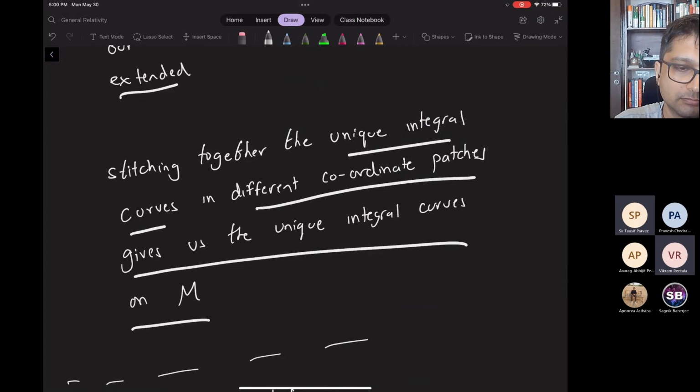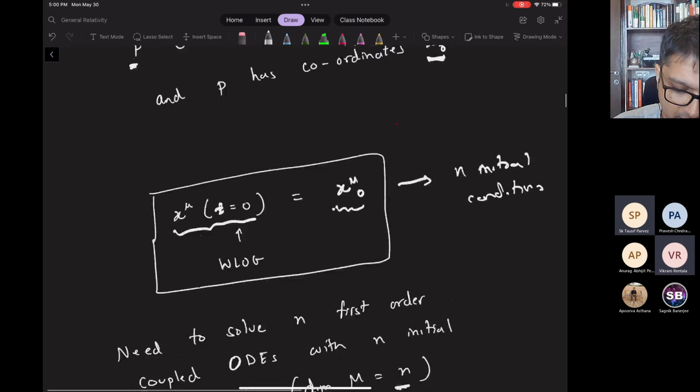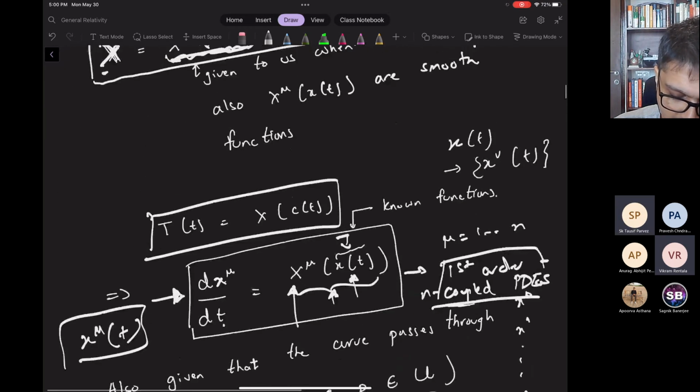So the theorem that you mentioned holds for ODEs? Yes, it holds for ODEs. If I have n first order differential equations, then I need n initial conditions to solve them, assuming that everything is smooth, which we are assuming here.